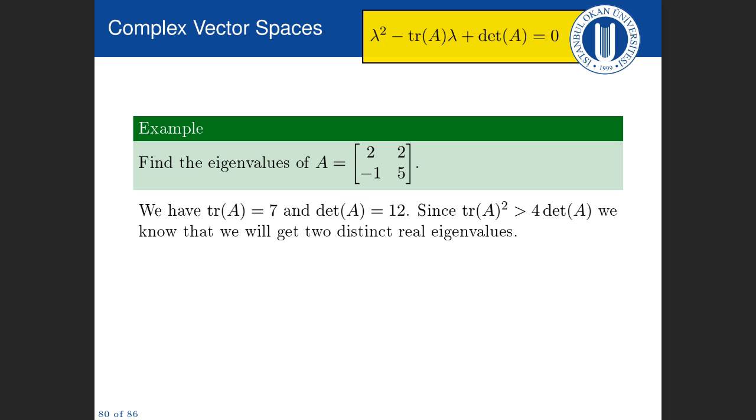Let's look at some examples. Find the eigenvalues of the 2 by 2 matrix 2, 2, minus 1, 5. Here, the trace is 7, 2 plus 5 is 7, and the determinant is 12. The trace squared is 49, 4 times the determinant is 48. So the trace squared is bigger than 4 times the determinant. So we know this matrix must have 2 distinct real eigenvalues.